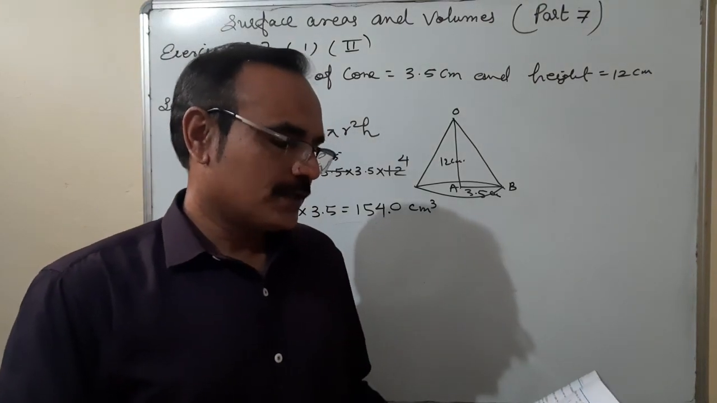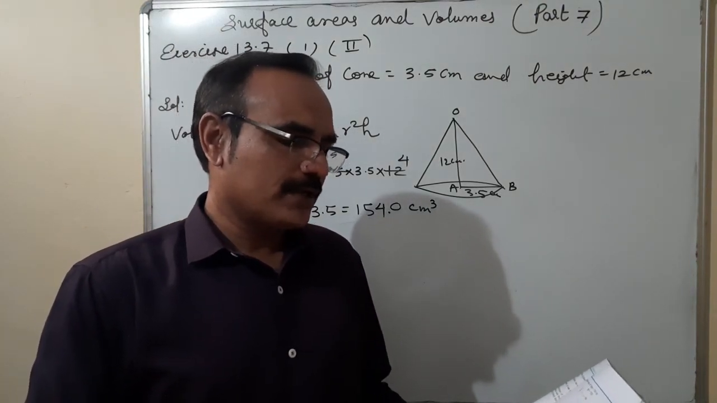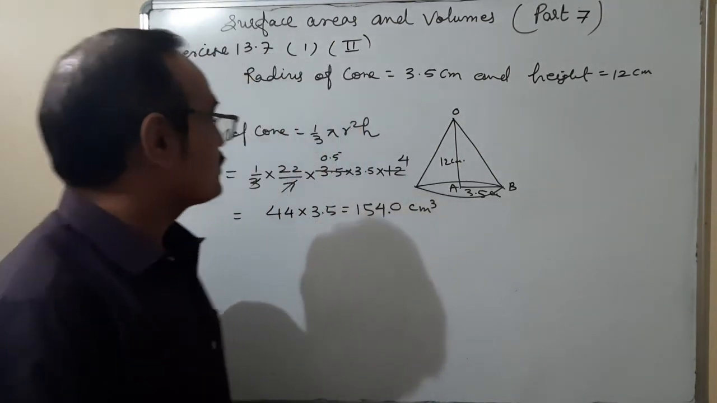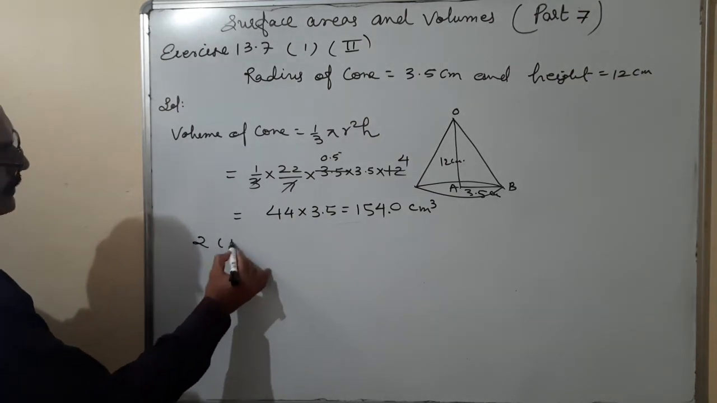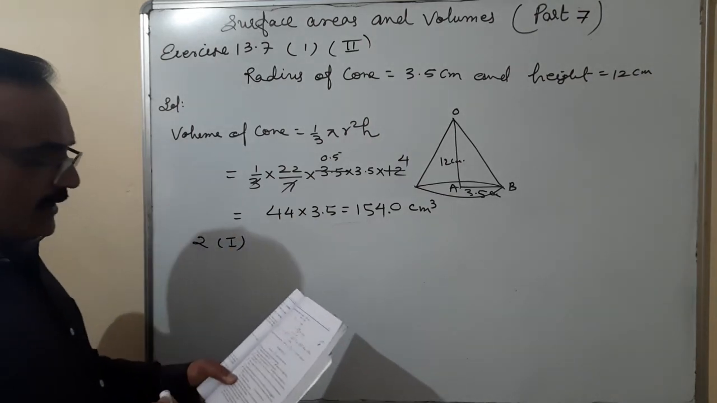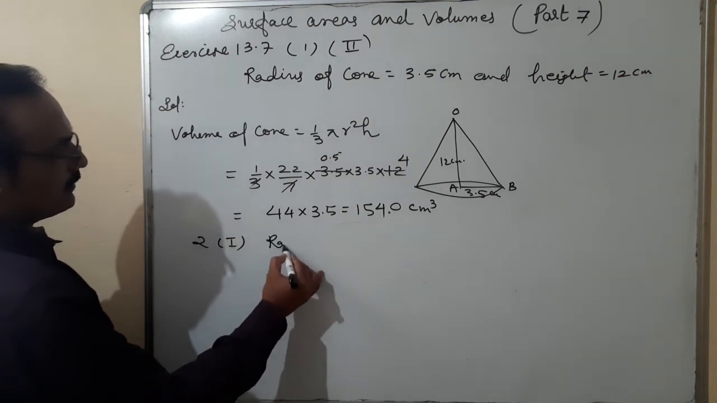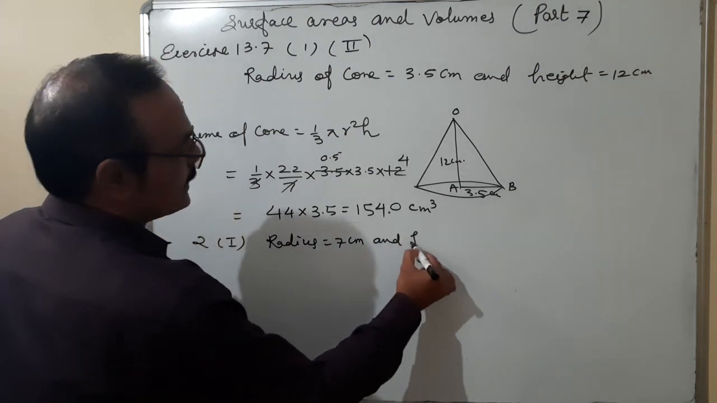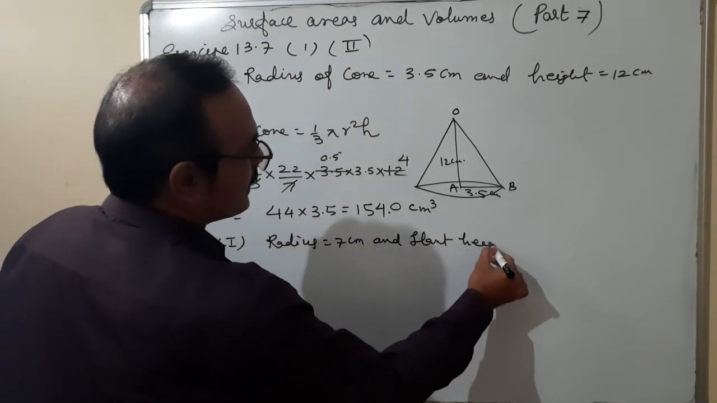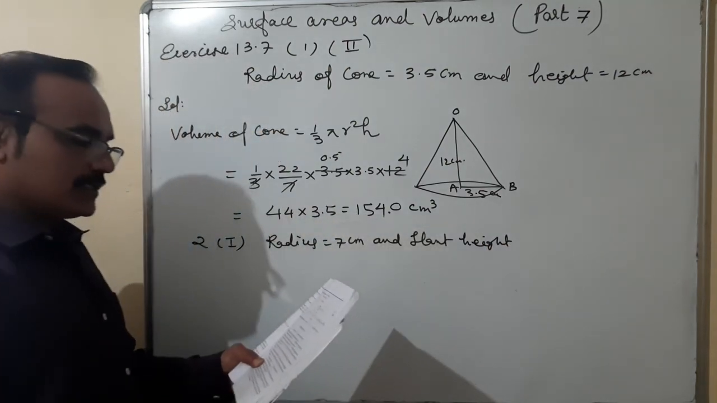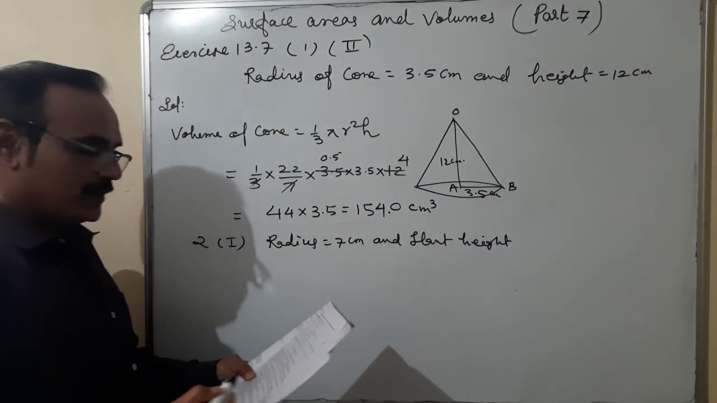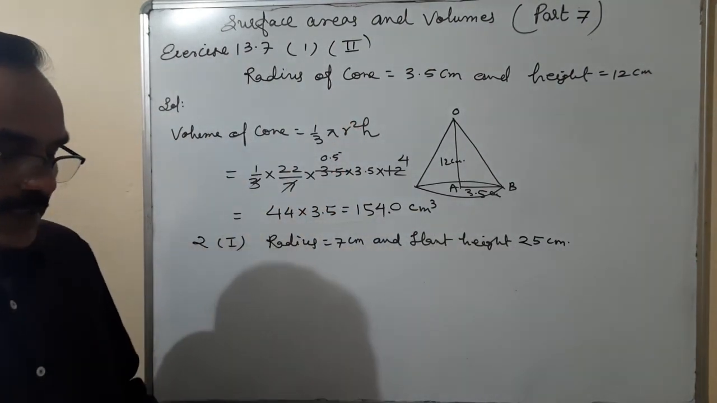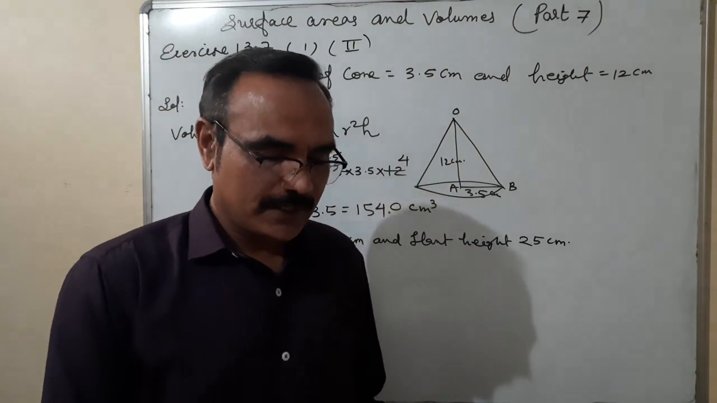Next, question number 2: find the capacity in liters of a conical vessel with radius 7 centimeter, slant height 25 centimeter. Okay. Question number 2, taking the first part, it is given that radius is equal to 7 centimeter and slant height is equal to 25 centimeter. They are asking to find the capacity in liters.